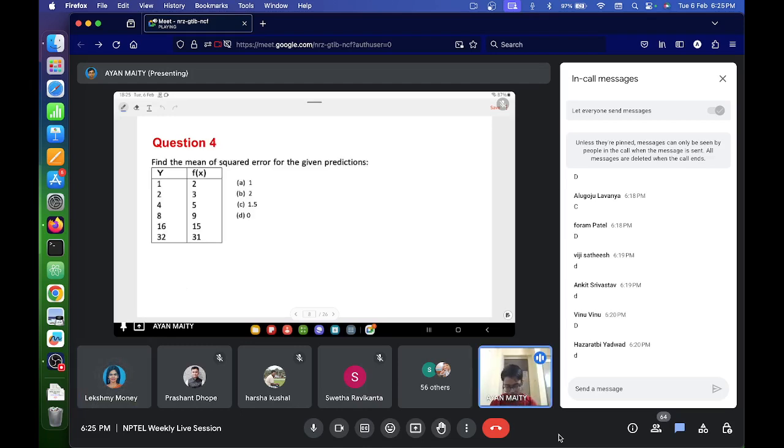Now moving on to question 4. Find the mean squared error for the given predictions. So y is the true value and f(x) is the prediction. For 6 data points, these are the target values and the predictions. So what is the MSE for these predictions?